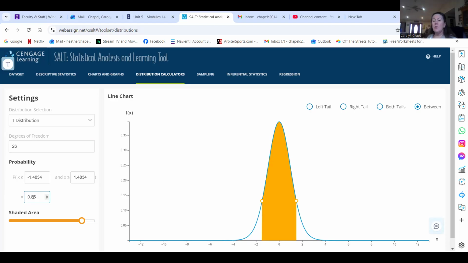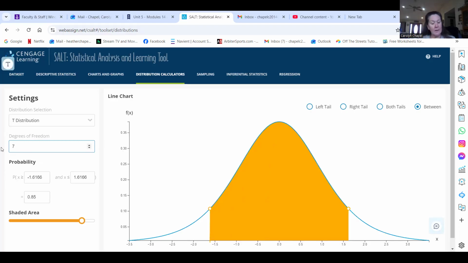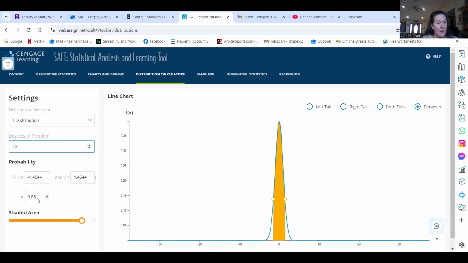Notice when we're doing this too that the curve shifts a little bit to being steeper and more flat based on those degrees of freedom. They do a much better job of giving you a more accurate picture in this software as well. Now our last one is a 75 confidence level, and we're doing a 95, and this is 1.9921.